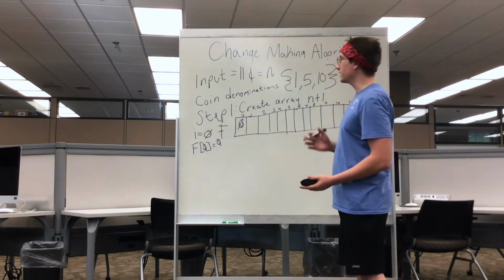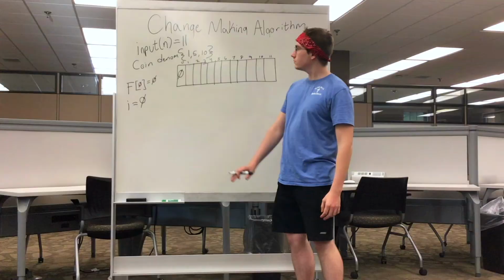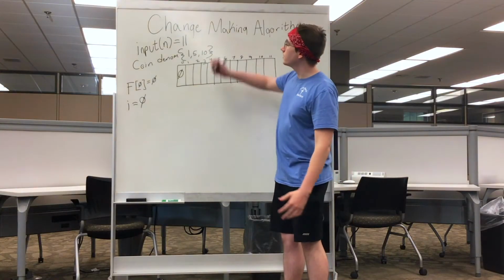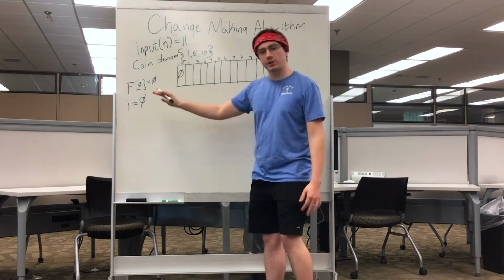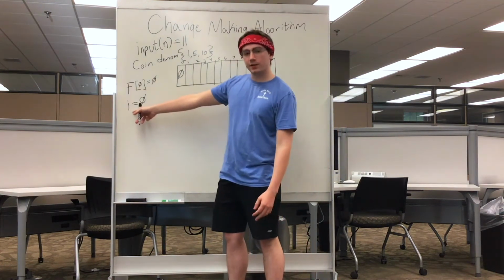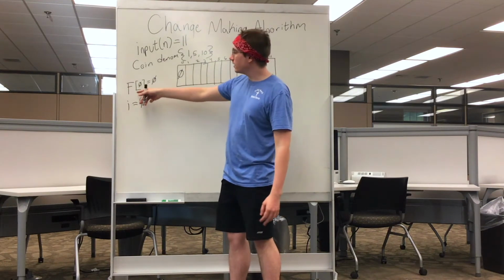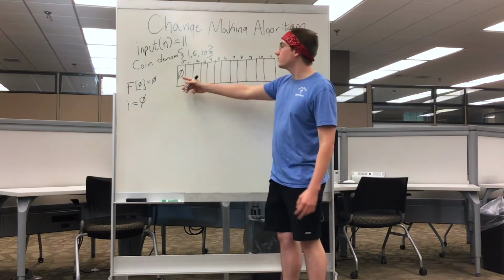So you're probably asking, what is our formula that we will need for a change-making algorithm to make it work? All right, so now that we have our input and our coin denominations and our array made, let me explain what's going on here a little bit. So this is going to keep track of our index with i, and f of 0 is going to be equal to 0. So I went ahead and put that into the value there.